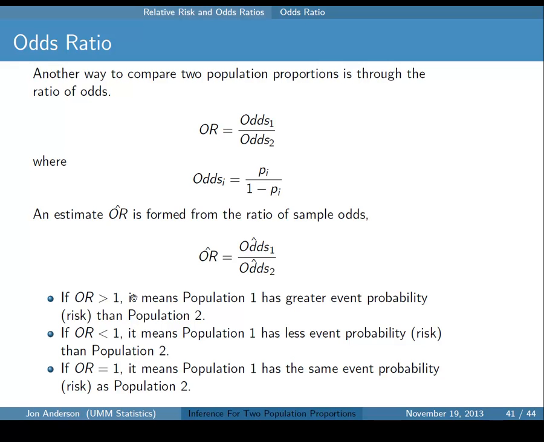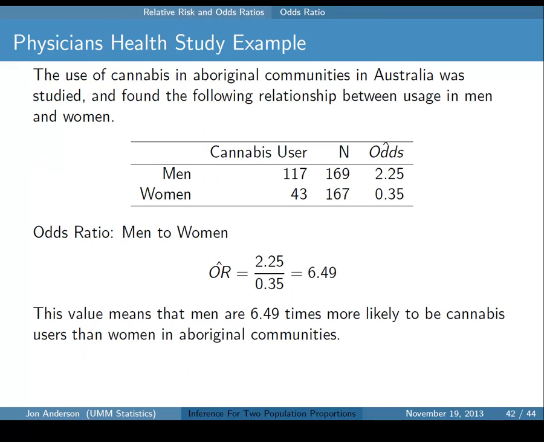If an odds ratio is bigger than 1, it must mean that the first population has a bigger risk of the event than the second. If an odds ratio is less than 1, it must mean that the first population has less risk than the second one does. And you can estimate it from sample data using estimated odds from the two populations, made out of the estimated p-hats, p-hat 1 and p-hat 2, to make the odds in the numerator and denominator. And you can make an estimated odds ratio.